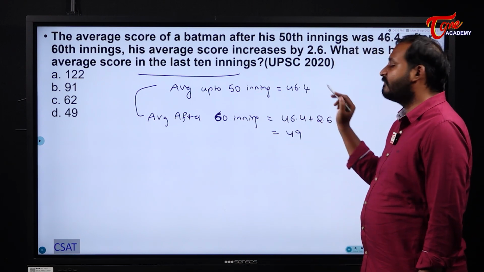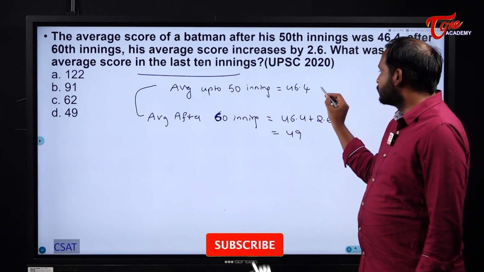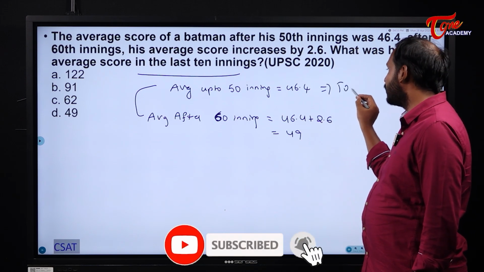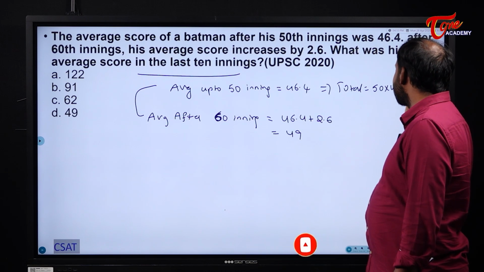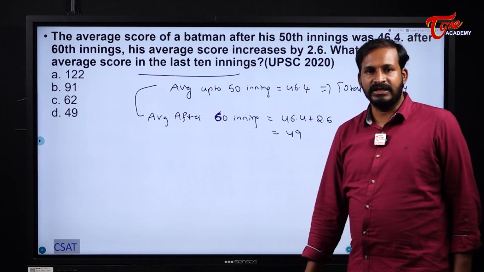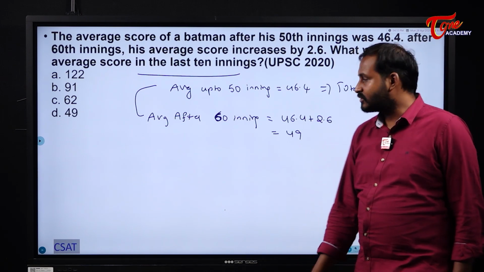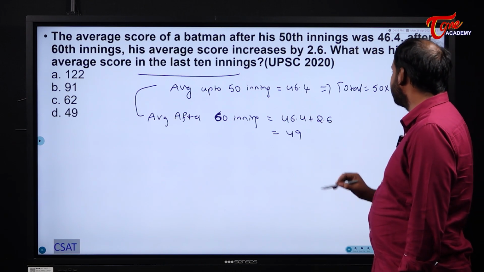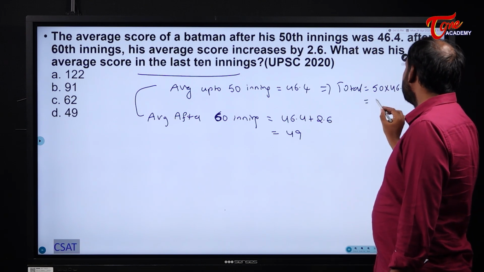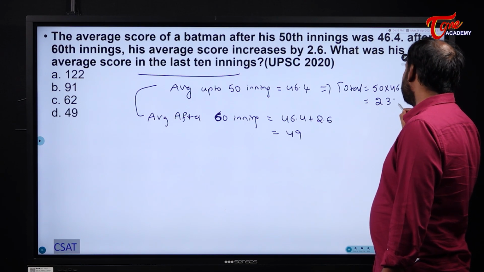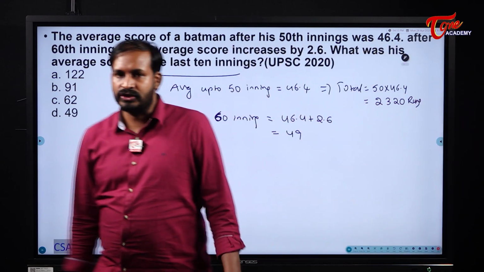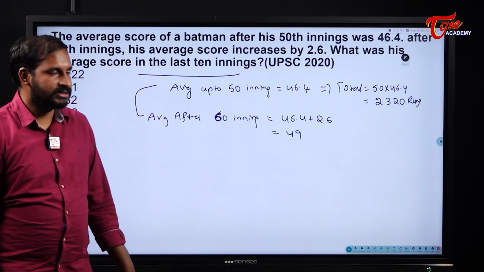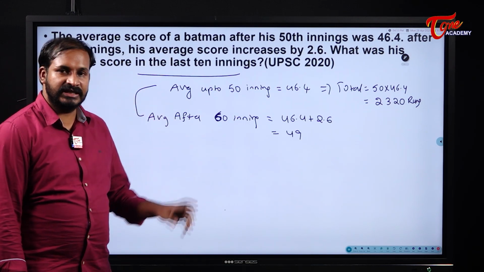Now, average up to 50 innings is 46.4, right? So from this, what is the total runs scored by him? 50 into 46.4. 50 into 46.4 means 464 into 5. What will you get? 2320 runs. The runs scored by him was 2320.